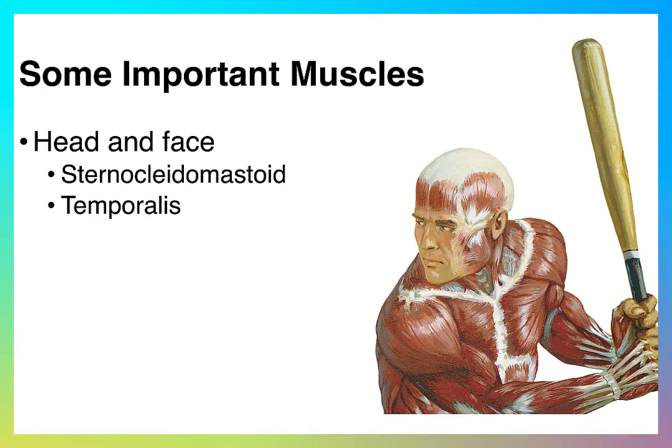This is the temporalis muscle right here. It's over the temporal bone and attaches to the mandible, as does the masseter muscle. The masseter muscle is right here. It's the speaking and chewing muscle. The masseter muscle is the most powerful voluntary muscle in the body, pound for pound. In other words, it's not the largest muscle by any means, but it is the most powerful.